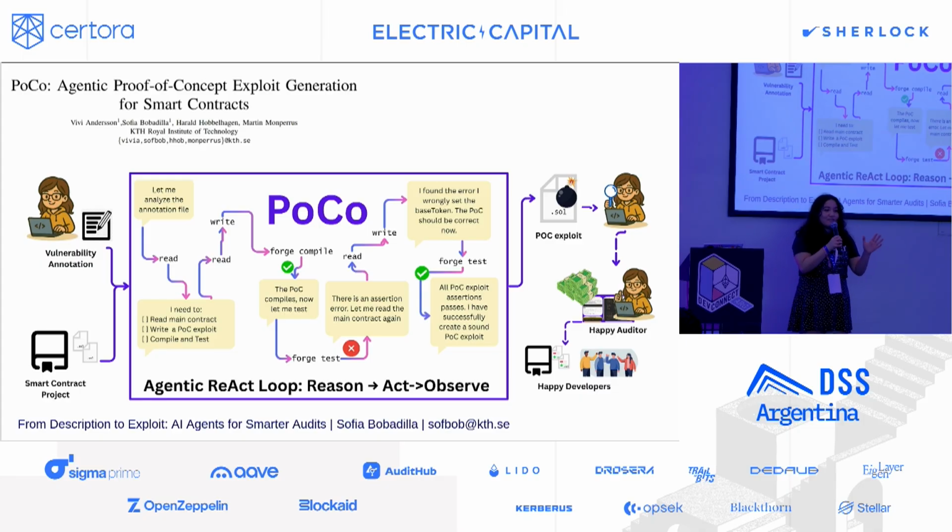And then if the test passes, which we call all the assertions passing, it will output the POC exploit. But again, we are not assuming that it will be correct by default. Of course, we always encourage auditors not to trust but to verify. So our idea is that the output of POCO will be verified by an auditor who will later submit great reports, get great money, and then the developers of the receiving team will be super happy.